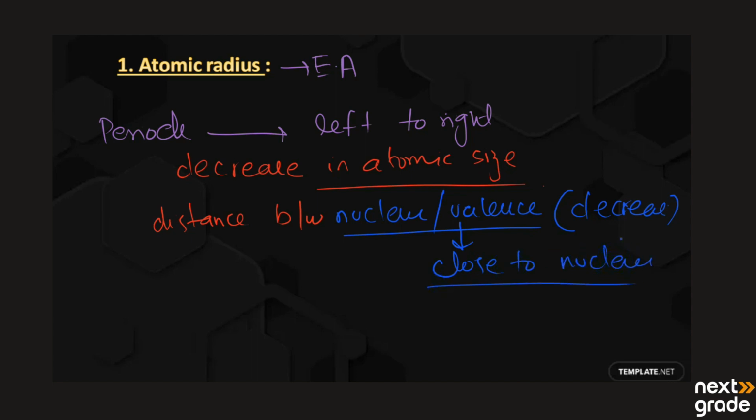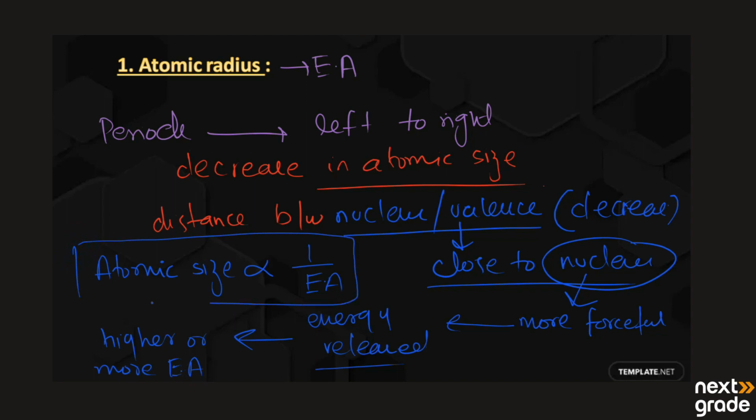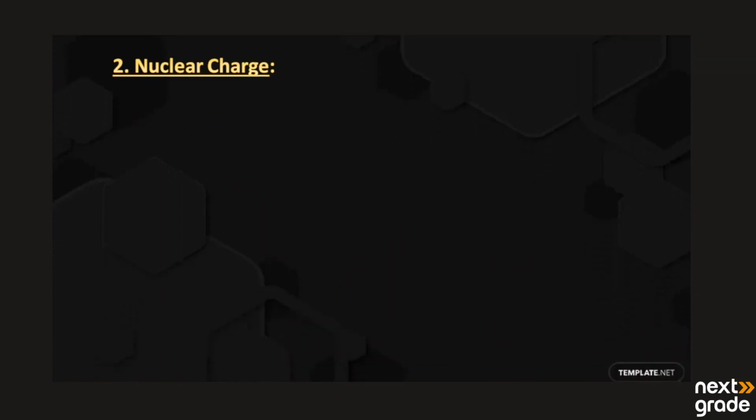When it comes close to the nucleus, the nucleus will pull the added electrons more forcefully, and more energy will be released. When more energy is released, it means there is higher or more electron affinity. So when atomic size is larger, the electron affinity will be less. There is an inverse relation between atomic size and electron affinity. When atomic size is more, affinity will be less, and when electron affinity is higher, the atomic size will be smaller.